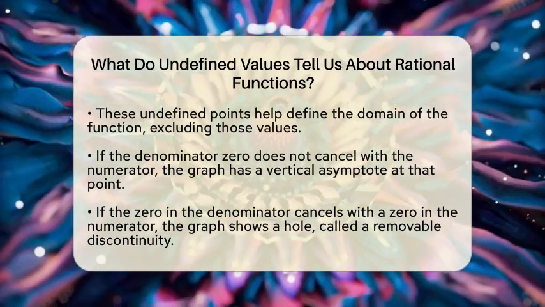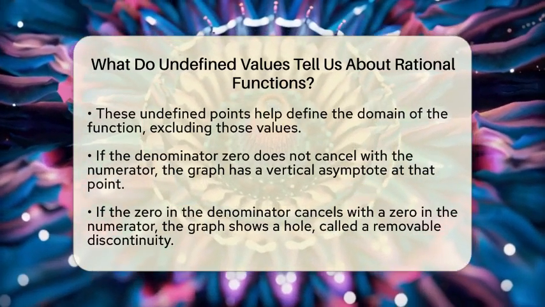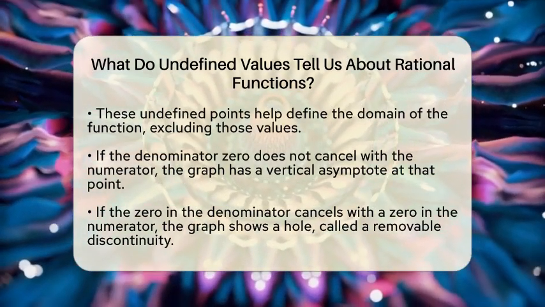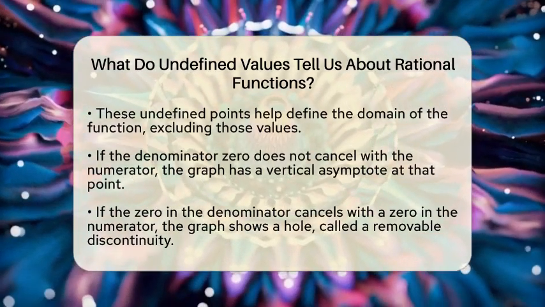If the denominator becomes 0 but does not cancel out with anything in the numerator, the graph will have a vertical line called an asymptote at that point. This shows that the function shoots up or down infinitely near that value.